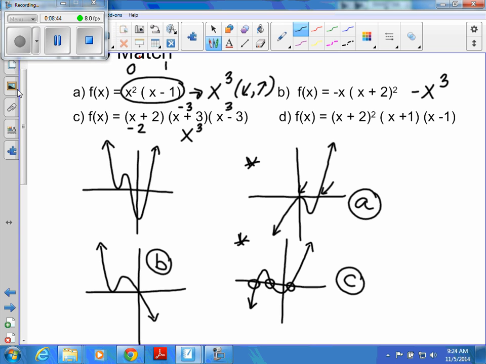And then the last one, if I put this all back together again, it comes out to be x to the fourth. A positive x to the fourth starts up, ends up, so it can only be that one.